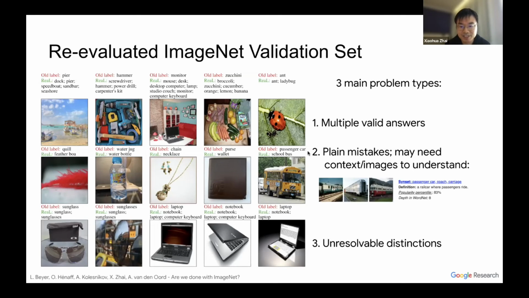And then passenger car, school bus. Yeah, it should be school bus. The old label is wrong. It says it's passenger car. But if we look up on Google search, passenger car is also like those trains taking a lot of passengers. And the third kind is unresolvable distinctions like laptop, notebook, or sunglasses. So all of those indicate that we do not want to make the ImageNet model 100% because it's simply overfitting to wrong labels.